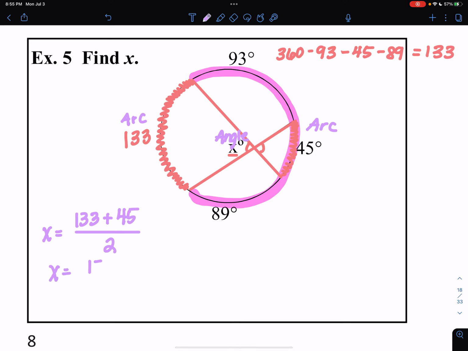That gives us 178 divided by 2. So x is 89 degrees.